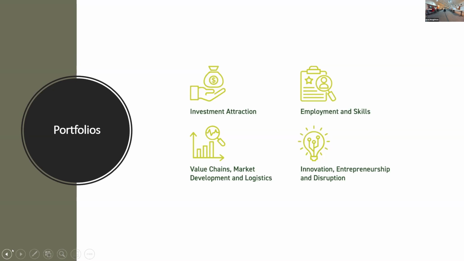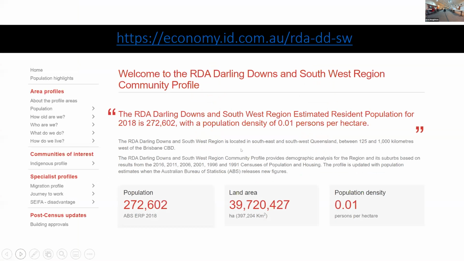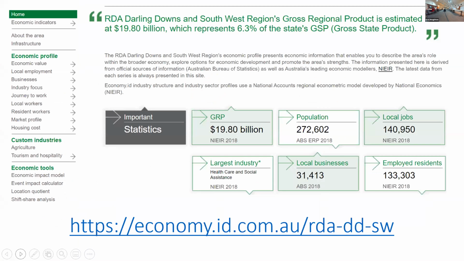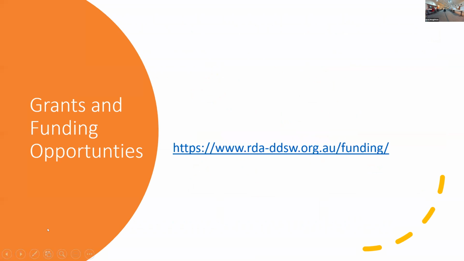So that's the portfolios. Usually in my slides, I tell everyone about Economy ID. Now, today you do not want to listen to me talk to you about Economy ID or ID profile, as it's commonly known. I am not the guru, but Kat is, so we're going to let her talk about that. And the last one I just want to touch on is the grants and funding portal.